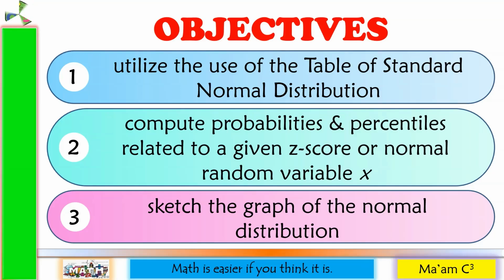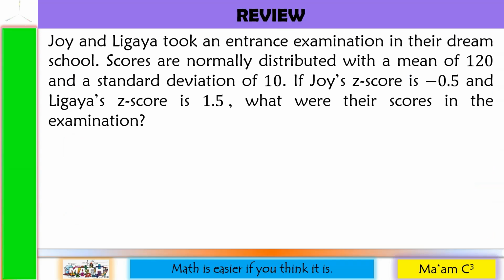Our objectives in this lesson are the following. Utilize the table of standard normal distribution. Compute probabilities and percentiles related to a given z-score or normal random variable x. And sketch the graph of the normal distribution.